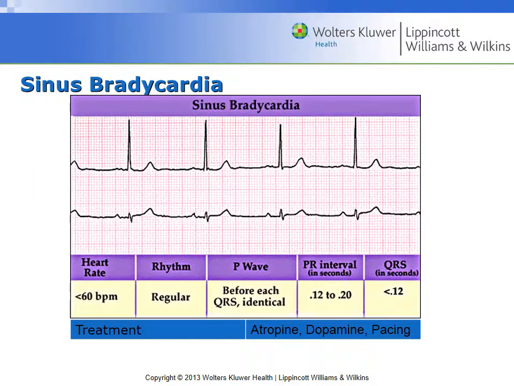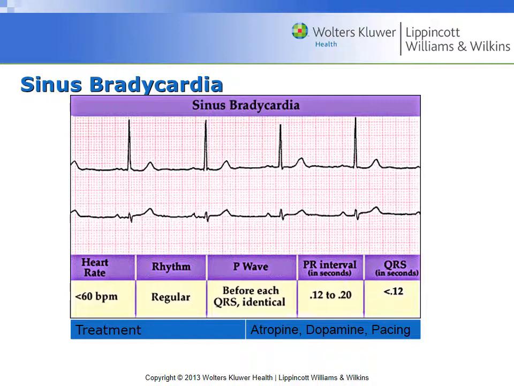The next slide shows a sinus bradycardia. The only difference between sinus rhythm and sinus bradycardia is the rate. The heart rate in sinus bradycardia is less than 60 beats a minute. The rhythm is regular. There's a P wave before each QRS. It's identical. The PR interval is consistent at 0.12 to 0.20, and the QRS duration is less than 0.12.